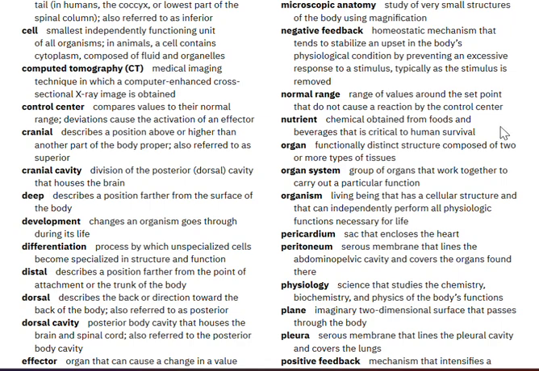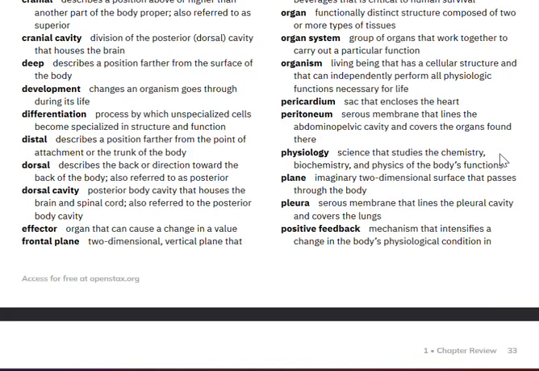Nutrient, chemical obtained from foods and beverages that is critical to human survival. Organ, functionally distinct structure composed of two or more types of tissue. Organ system, group of organs that work together to carry out a particular function. Organism, living being that has a cellular structure and that can independently perform all physiological functions necessary for life.